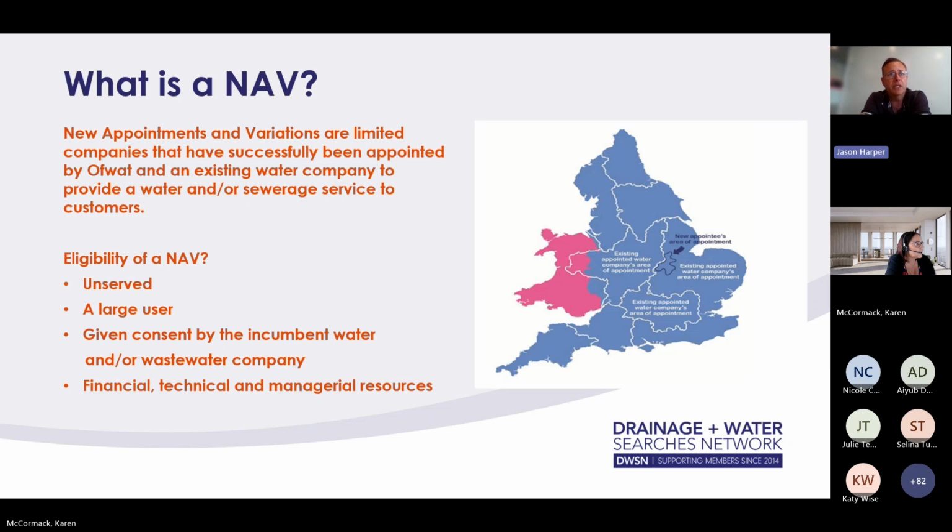So they ask us for an unserved letter. My job is to check in our GIS mapping that there are no assets within the site which have connection potential. What that means is that the NAV can't just tap into something that we already have in the site, whether it be waste or our water, because that could be an issue for us in other areas.